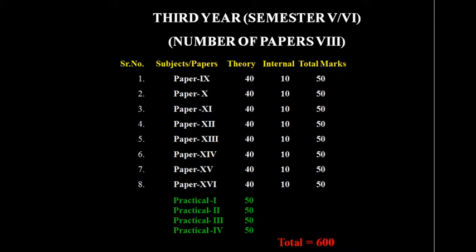For theory it is 40 plus internal 10 marks. If you have submitted your home assignment, you will get 10 marks, plus you have 40 marks theory examination. So 8 papers make 50 into 8, 400 theory marks, and we have 4 practicals, that is practical number 1, 2, 3 and 4, each of 50 marks, which makes practical marks 200. So in all we have 600 marks examination.